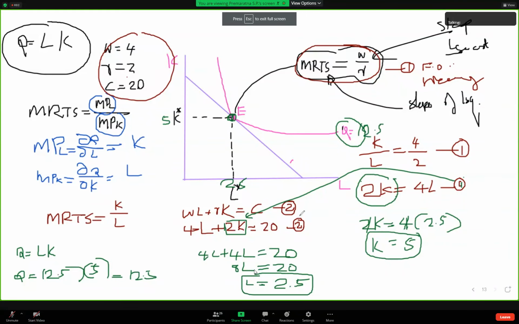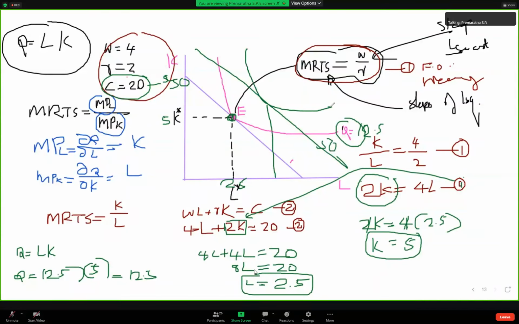So next time we go further: let's say the budget of 20 increases. Let's say you were given $50 per day to produce. The budget expands like this, to $50. So that is a new situation. In the midterm test, I will give an exercise like this. After changing these parameters, you should be able to find the new situation.